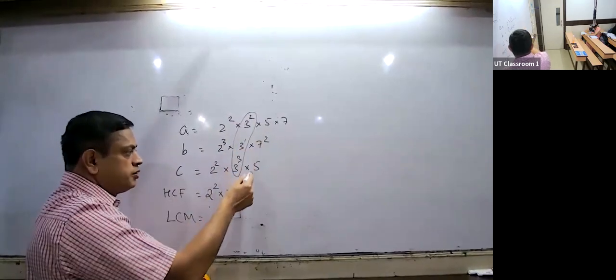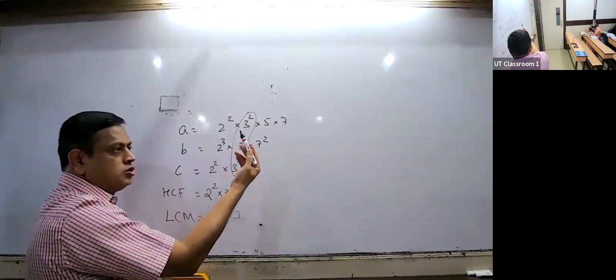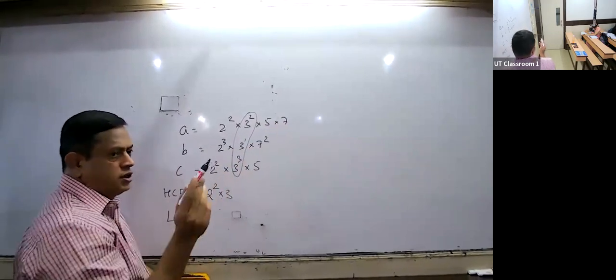What is the smallest power of 5? Since 5 is not there, you don't need to take it. What is the smallest power of 7? Nothing. That is over.